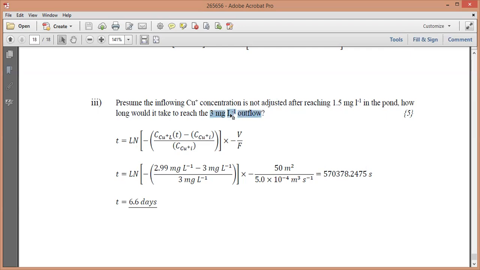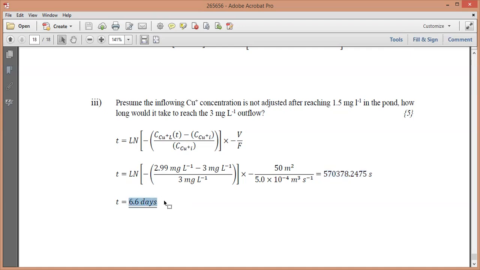Now it says, how long will it take to reach this outflow? So you have your dosing rate, 3 milligrams, and they're asking how long it will take to reach there. So you just need to find a value just before 3. In this particular case, the closest value just before 3 is 2.99. Two decimal places is enough. So 2.99 minus 3, divided by 3. That is in seconds, so when you convert that from seconds to days, it will give us 6.6 days.